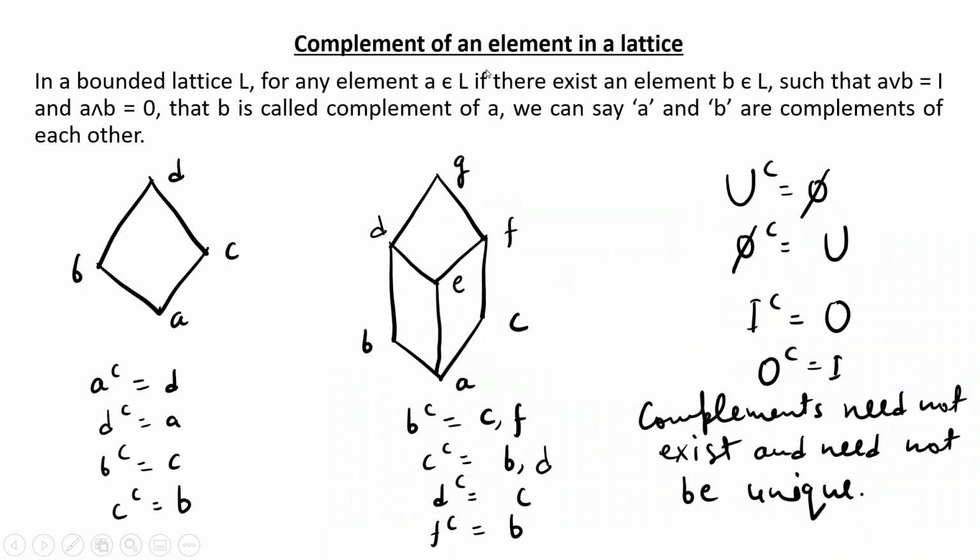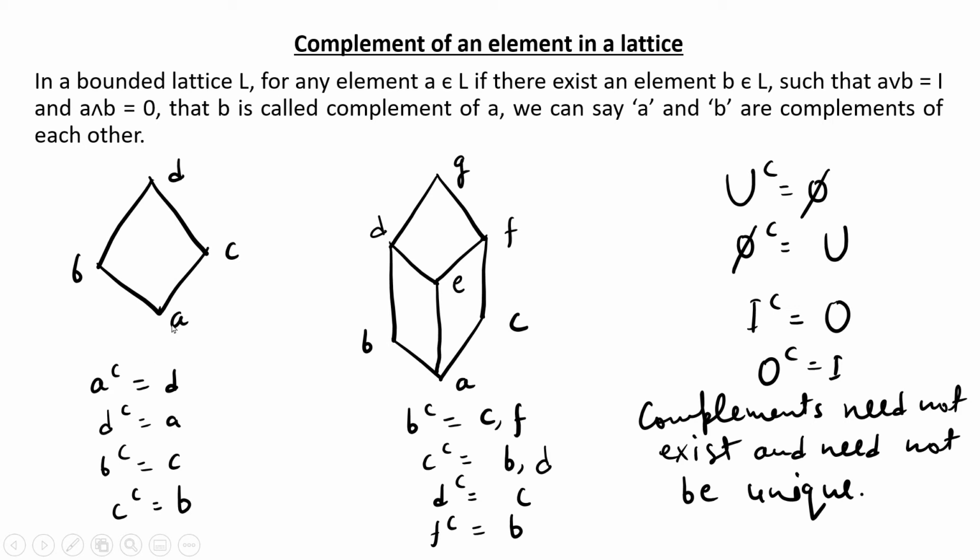We can find complement of an element in a lattice also. In a bounded lattice L, for any element A belonging to lattice L, if there exists an element B belonging to L such that A join B equals upper bound I and A meet B equals lower bound O, that B is called complement of A, or we can say A and B are complements of each other. So complement of universal set is phi and complement of phi is universal set. Then complement of upper bound is lower bound and complement of lower bound is upper bound.